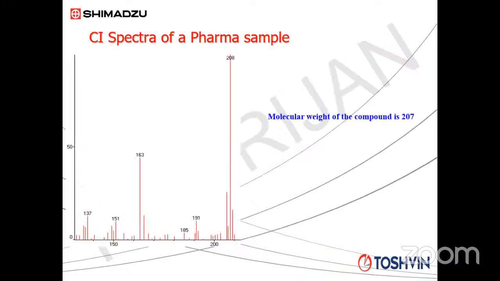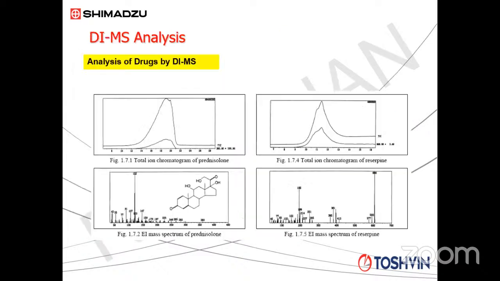And this is a CI spectrum of a pharmaceutical drug analyzed under positive chemical ionization mode. Looking at the spectrum, you can immediately understand the molecular weight of the drug, because you are getting M+1 at 208. So the molecular weight of the compound is 207.